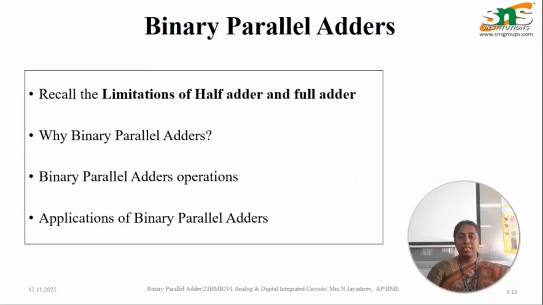Before that, let us recall the limitations of the half adder and full adder. In a half adder, only two inputs are given and we get two outputs, whereas in a full adder we give 3 inputs and get 2 outputs. In a binary parallel adder, we can give multiple inputs simultaneously. This is the binary parallel adder.